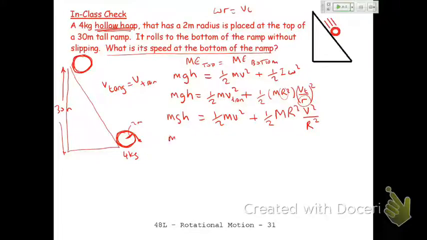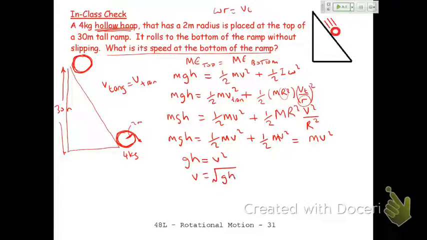Okay. So then mgh is equal to 1/2 mv squared plus 1/2 mv squared, which equals mv squared, because it's two halves added together. So gh is equal to v squared. So v is equal to the square root of gh. So this is going to be the square root of g's 10, h is 30, square root of 300. v is equal to 17.3.